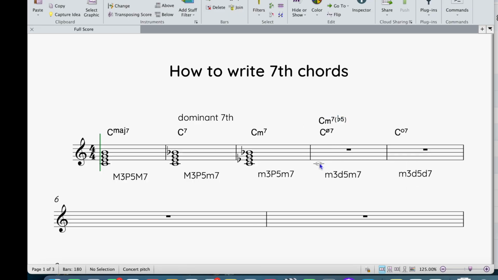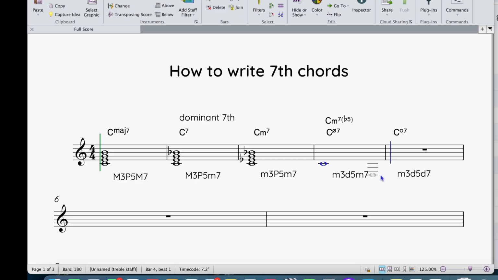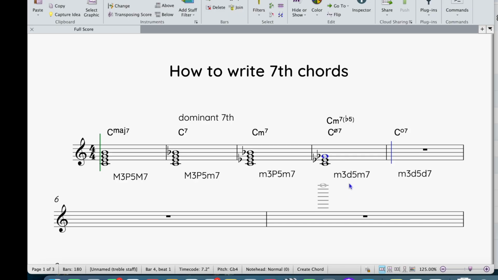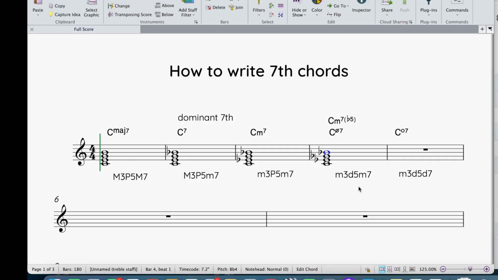Anyway, let's write this one. So C, we need a minor third above, so that'll be an E flat. But this time we need a diminished fifth. Well, we know what a perfect fifth is from C major scale. That's just G. Except here now we're going to need a G flat to get our diminished fifth. And our minor 7 is our B flat, as we've already worked out.